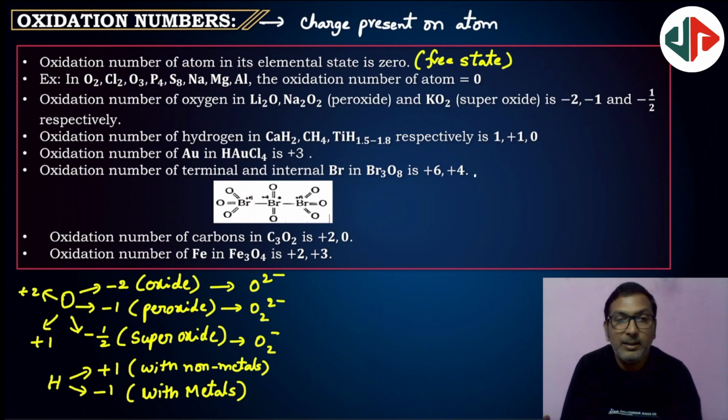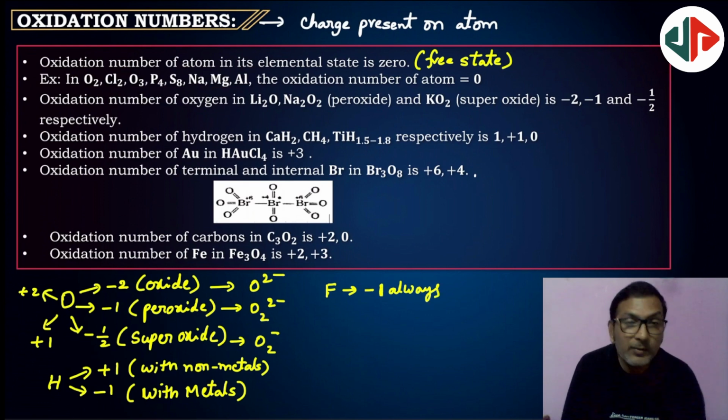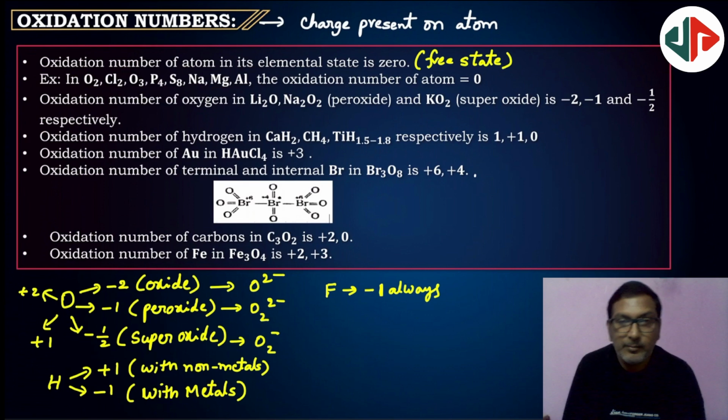Next, fluorine is always -1. Fluorine is always -1 in its compounds. In the elementary state, the oxidation state is 0 for any element. But in the combined state, we will have these different oxidation states.